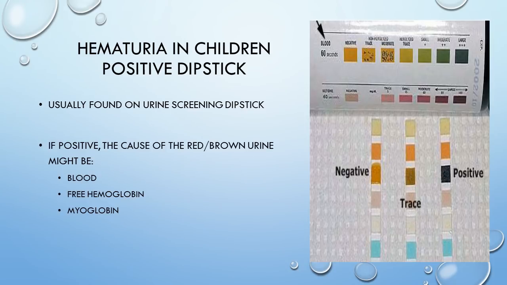So hematuria in kids, the positive dipstick. Once again, this is just a simple urine analysis. If it's positive, the red-brown urine might be due to blood, could be due to hemoglobin, could be due to myoglobin. And that's if the dipstick itself is positive.